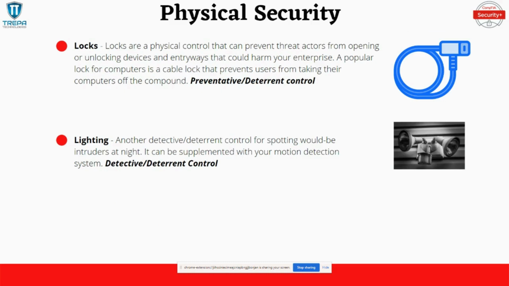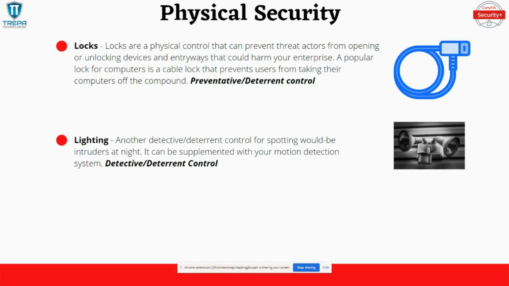And then we have locks. Locks are a physical control that prevents threat actors from stealing hardware. So this is a preventative and a deterrent control. Locks can secure buildings or individual devices. You can even have computer locks attached to someone's desk, and they may have a key they may need to sign out from, let's say, your guard post to bring their computers with them home.